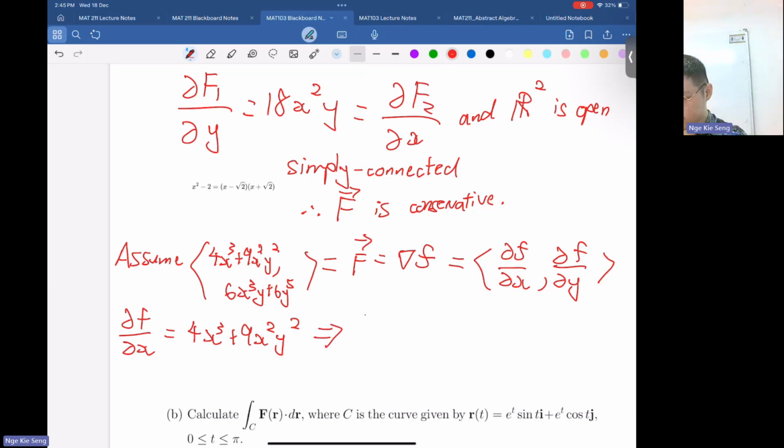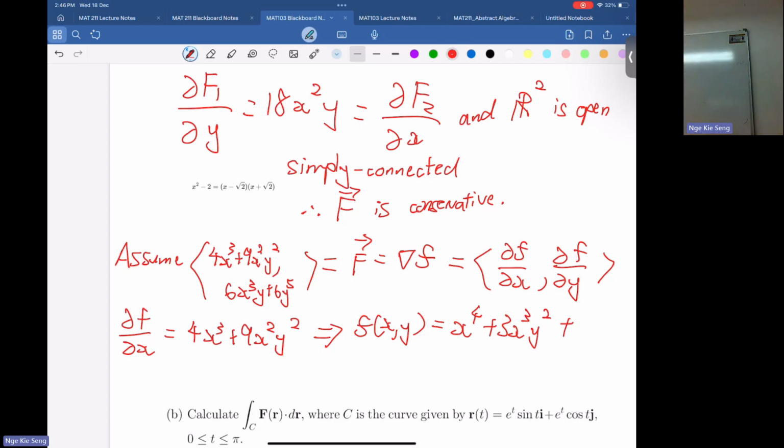This is a technique to show why it is true. So if you integrate with respect to x, what do you get? x to the power 4 plus 3x cubed y squared. In normal calculus you would put a constant here. But here, what should you put? You should put more than a constant.